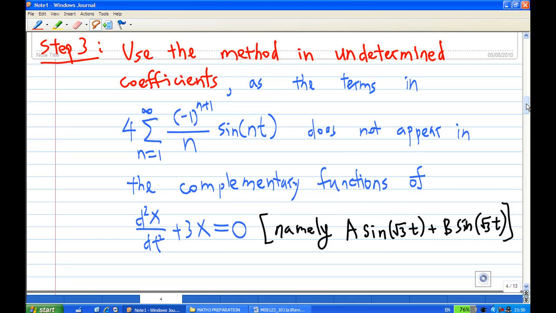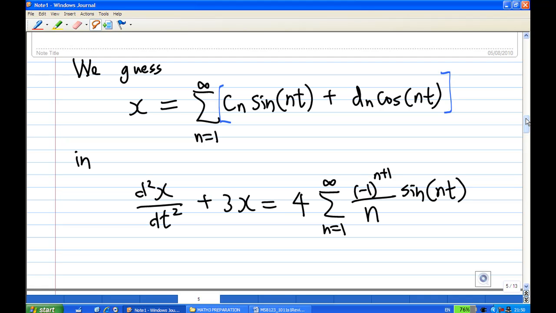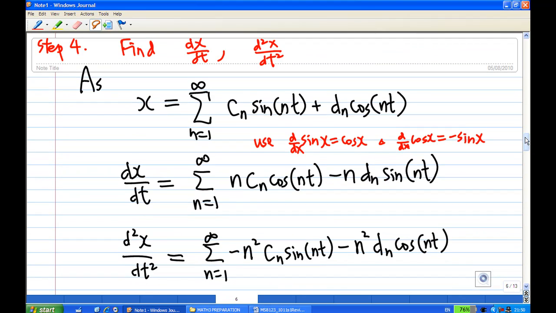So we can guess a particular solution x equal to the summation of c_n sin(nt) + d_n cos(nt), n from 1 to infinity, just like in the case for undetermined coefficients. In order to find c_n and d_n, what you need now is to find dx/dt and d²x/dt² based on this x.